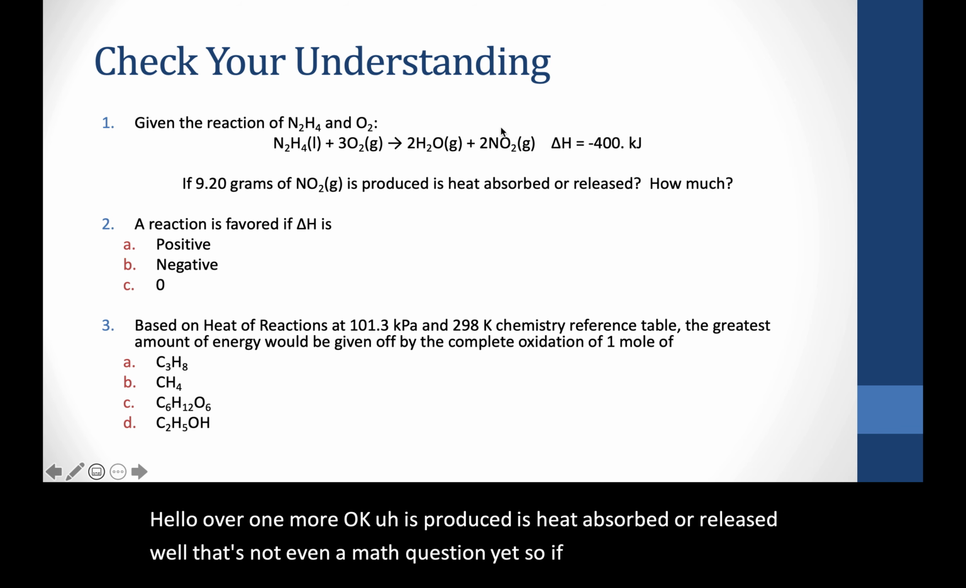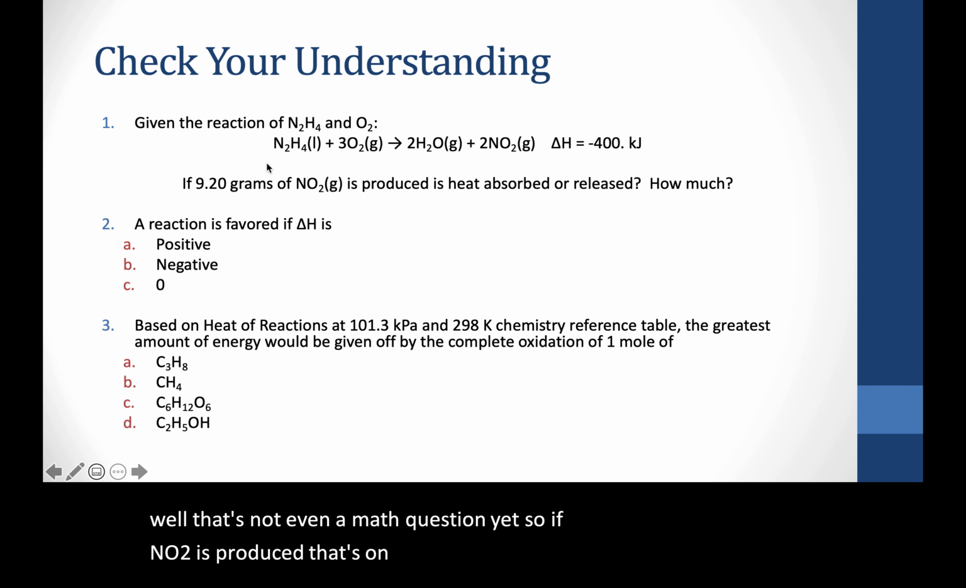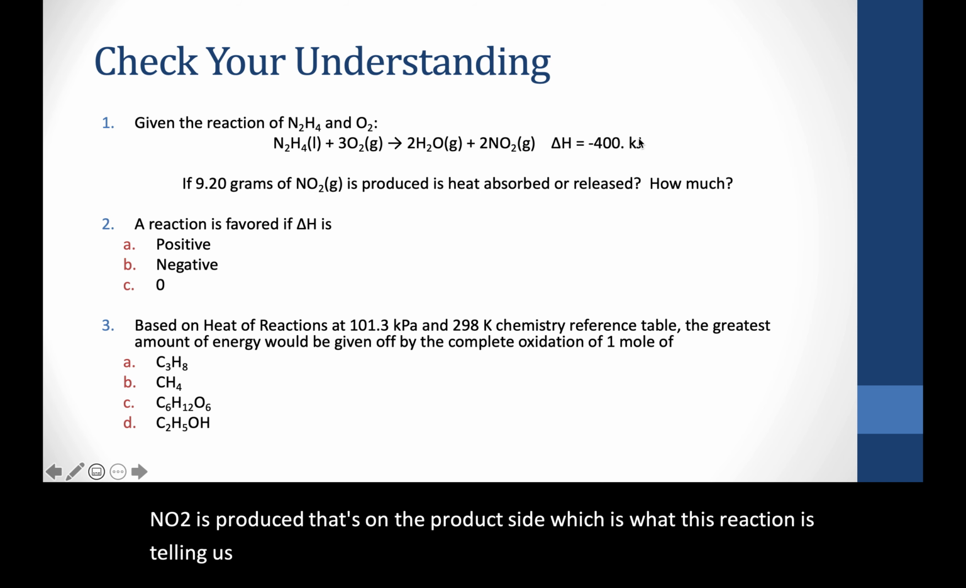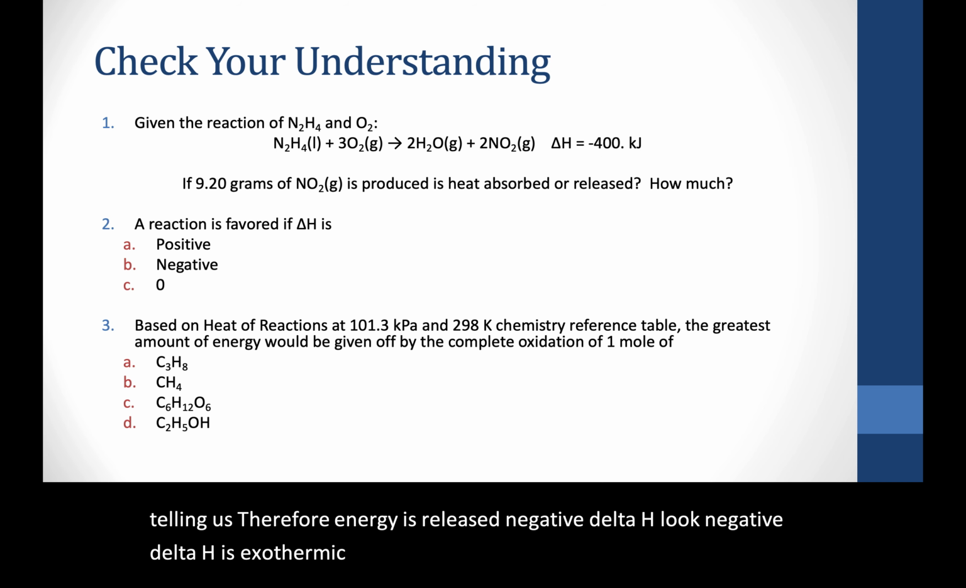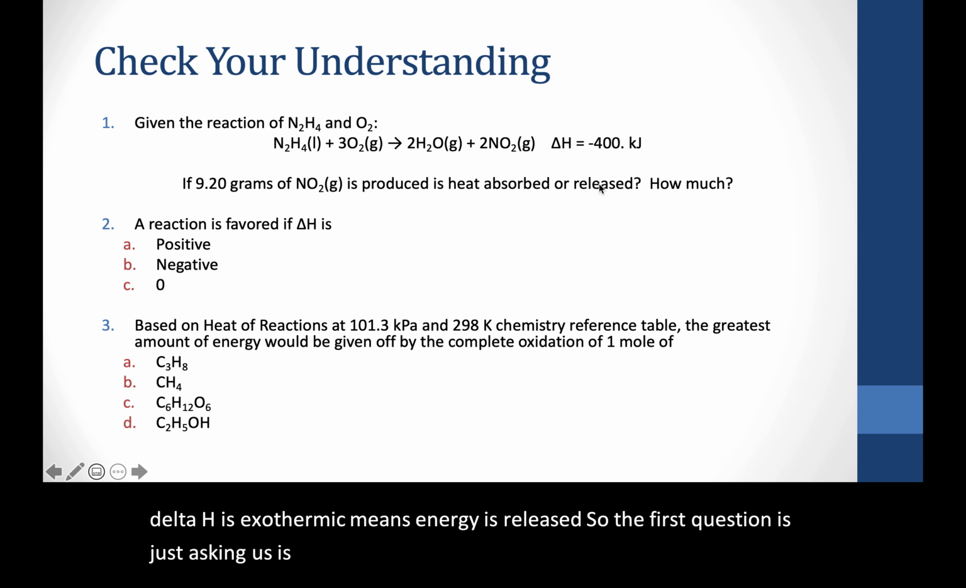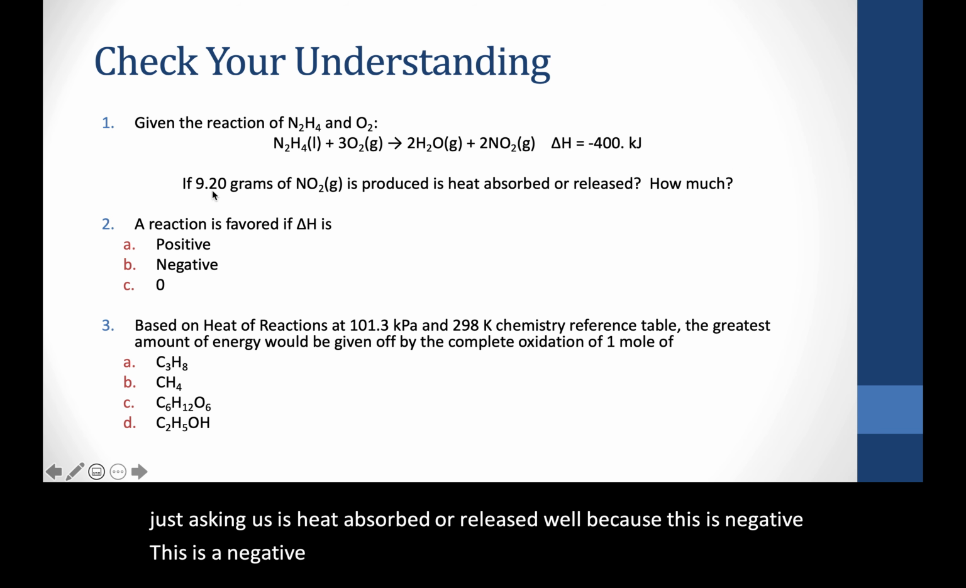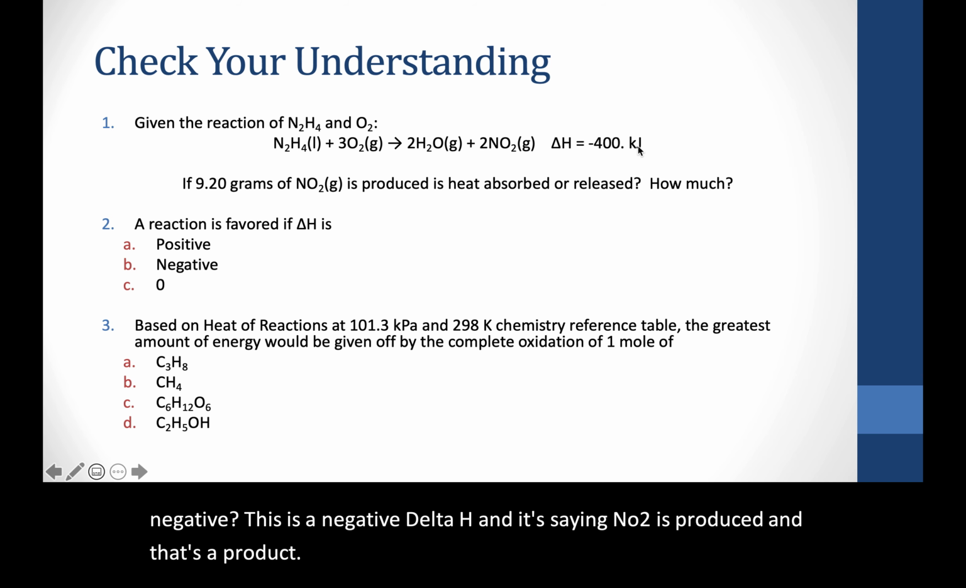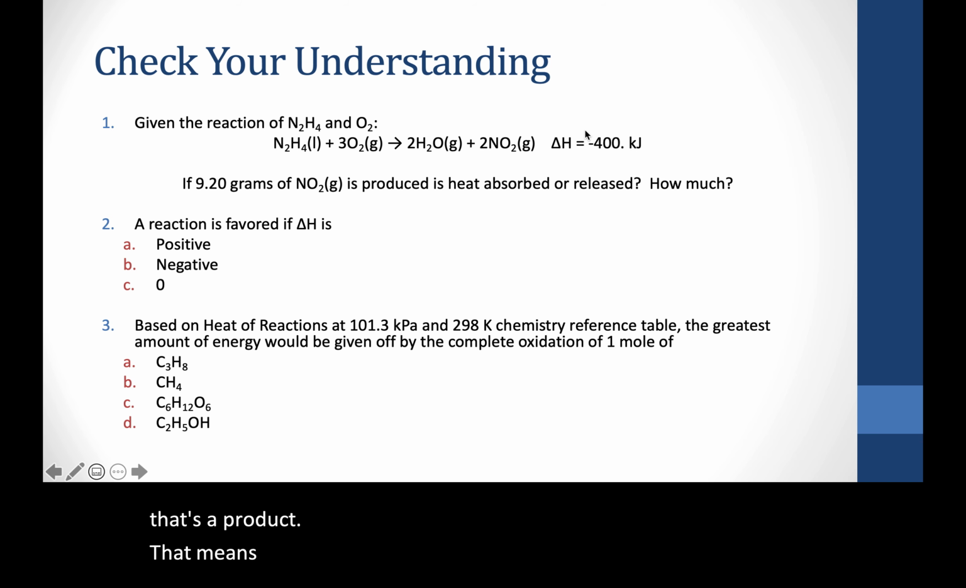So if NO2 is produced, that's on the product side, which is what this reaction is telling us. Therefore, energy is released. Negative delta H. Look, negative delta H is exothermic. Exothermic means energy is released. So the first question is just asking us, is heat absorbed or released? Well, because this is a negative delta H, and it's saying NO2 is produced, and that's a product, that means heat energy is going to be released, exothermic. How much? Well, now we got to do some math.